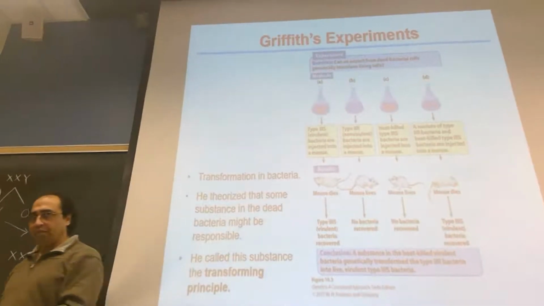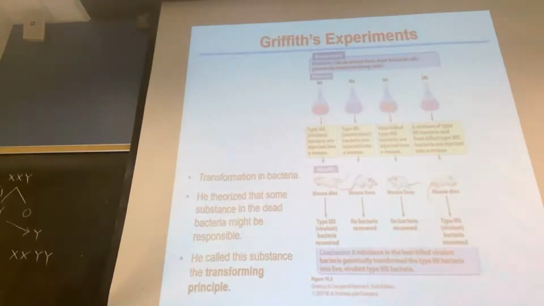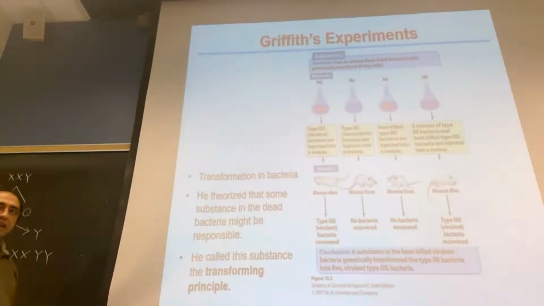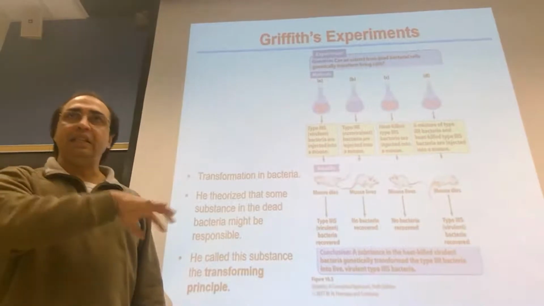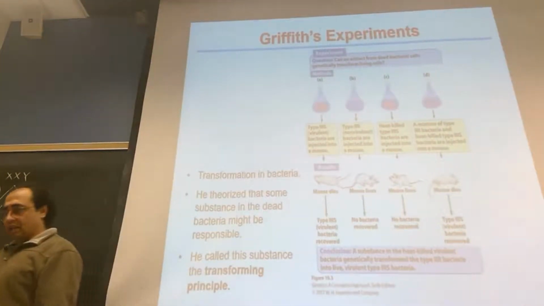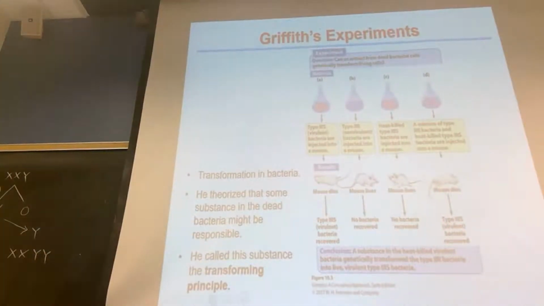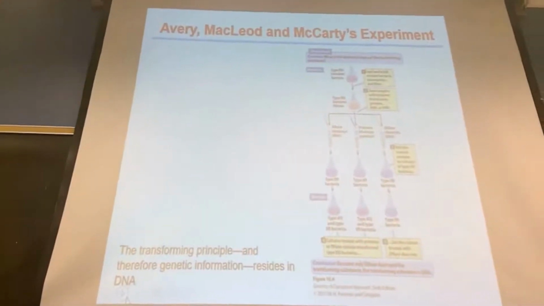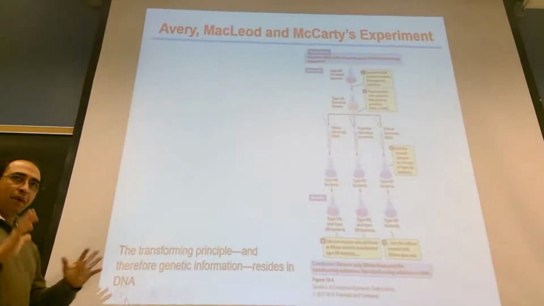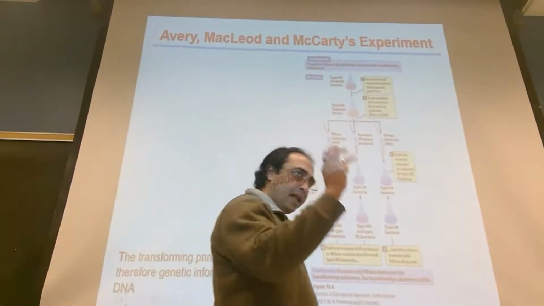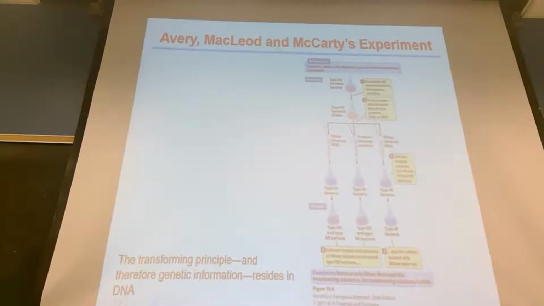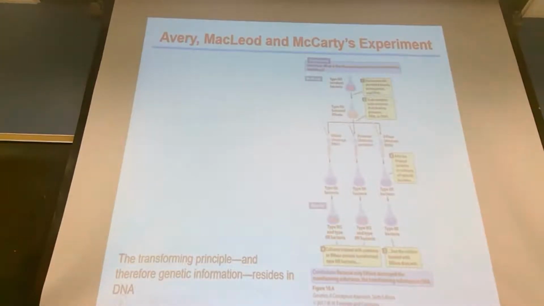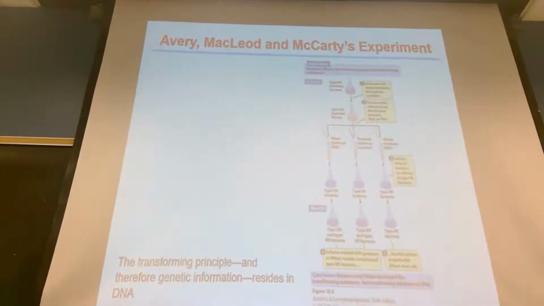So that is the first time they noticed that there is something which can transform the non-virulent type bacteria into virulent type. Later, that transforming principle, that transforming material, they identified. Now the question is, what is that transforming material? Is it a protein? Is it DNA? Is it RNA? Or what is this?